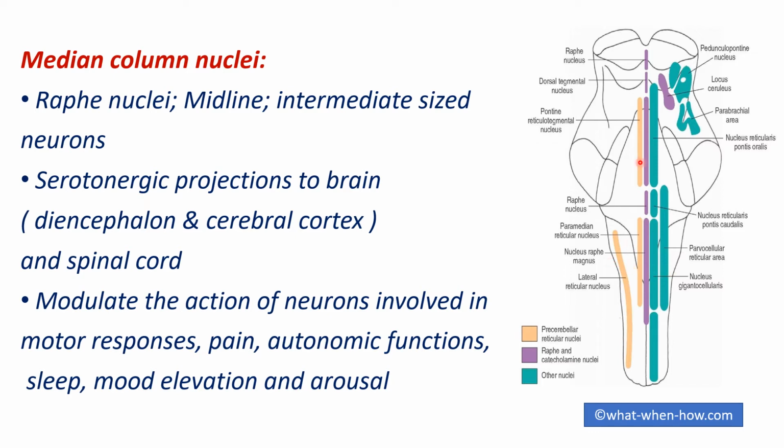Now the rostral group, that is the upper group, mainly contains serotonergic neurons which project to the brain, especially the diencephalon, the cerebral cortex, especially the limbic system, and also go down to the spinal cord. The main function of these median group nuclei is to modulate the actions of neurons which are involved in motor responses, pain, autonomic functions, sleep, mood elevation and arousal. The functions collectively we will be discussing in subsequent slides.